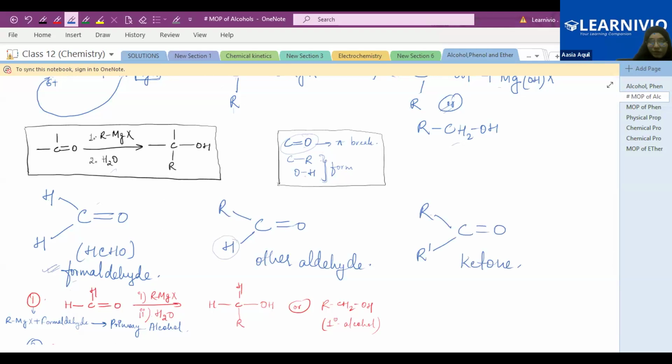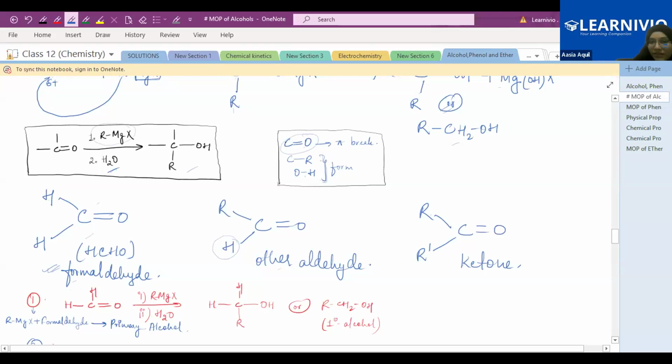Again, the two-step mechanism. First, you will react formaldehyde and other aldehydes and ketones with the RMgX. RMgX, and X could be chlorine, bromine, anything. And in the second step, do the hydration. So you will get the corresponding alcohol. Just remember the mechanism.